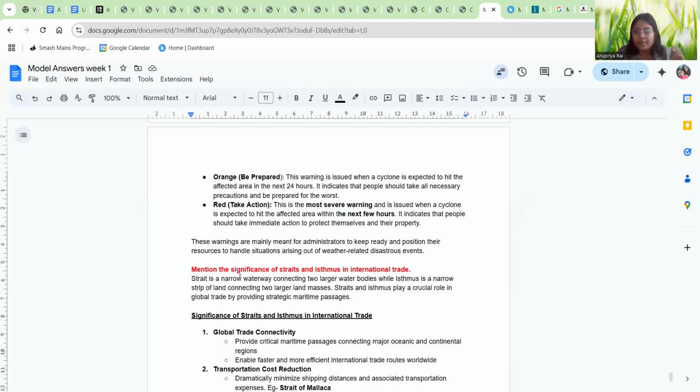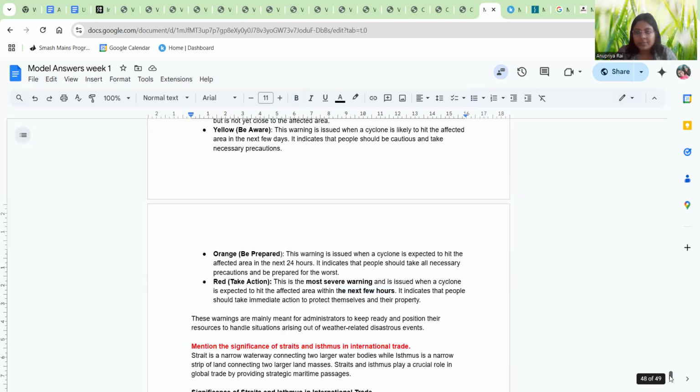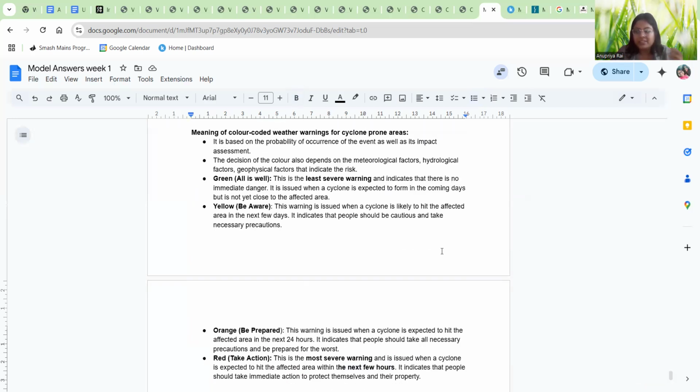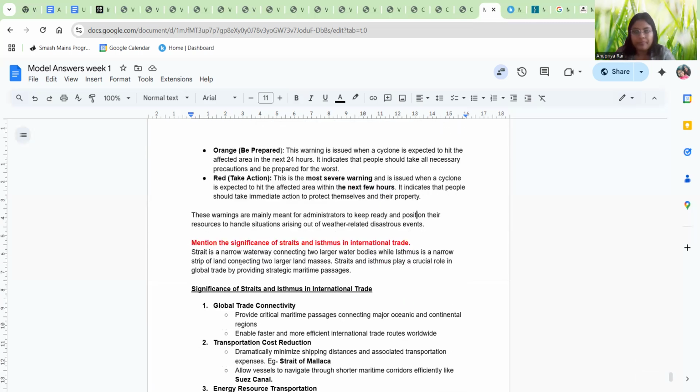So these warnings are mainly meant for administration and disaster management purposes, as we know. If you follow the newspaper, you'll be able to write this very easily. It's plainly simply asking what the color codes are and what they mean. Green and red anyone could write, and for yellow and orange you need to be a little newspaper perceptive.